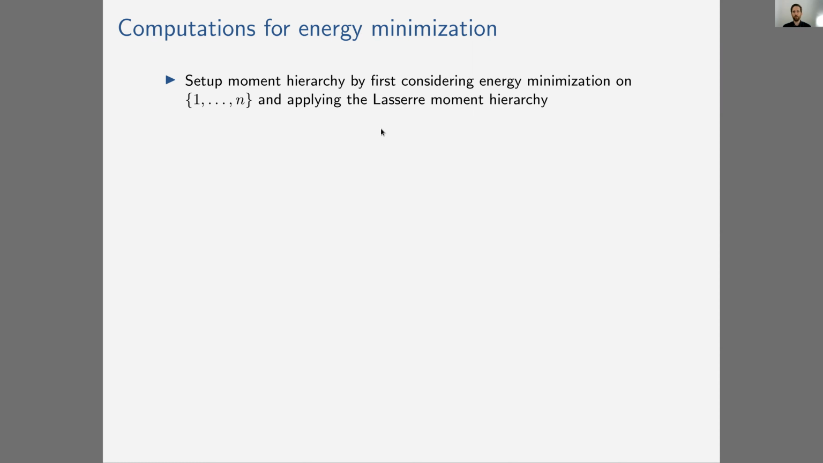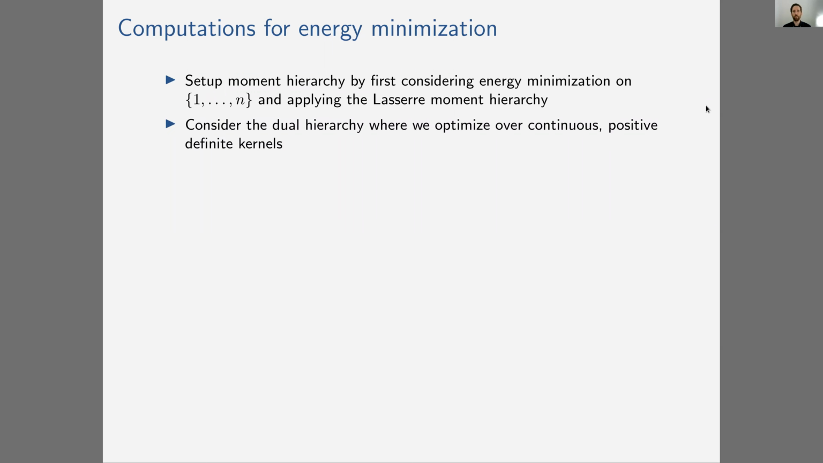So the first step is that we set up a moment hierarchy for this problem by first considering energy minimization on this finite set 1 through n, and then applying the Lasserre moment hierarchy to that and seeing how it looks. And then reformulating this into a shape that allows us to generalize this to an infinite set, right? That's the game we're playing there. And then we have this hierarchy for the infinite problem on the sphere. So these are relaxations, but to get rigorous bounds, we want to compute feasible solutions of the dual.